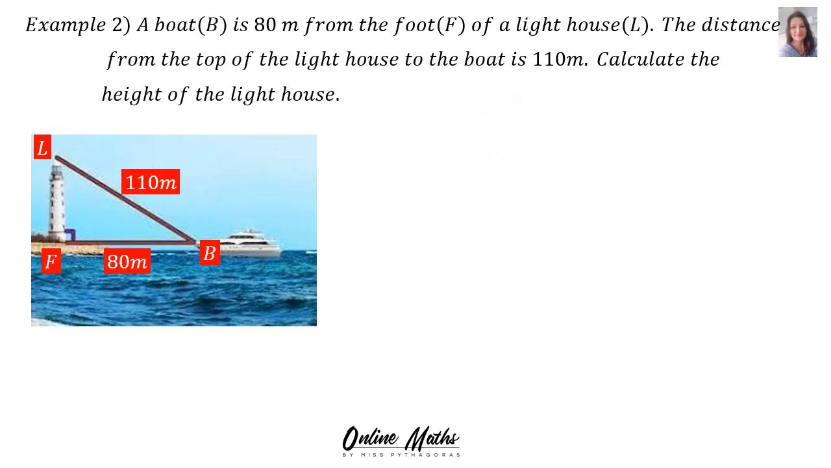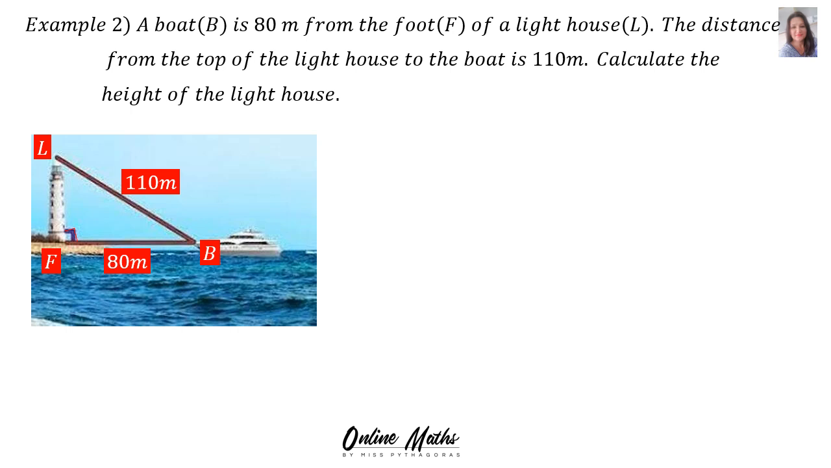Example 2. A boat B is 80 meters from the foot F of a lighthouse L. The distance from the top of the lighthouse to the boat is 110 meters. Calculate the height of the lighthouse. Now, can you see that it was indicated that there's a right angle between the lighthouse and the ground? Therefore, we have a right angle triangle. We can use the theorem of Pythagoras.